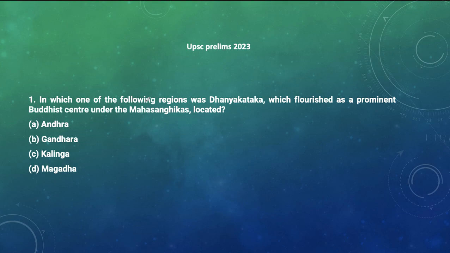Let's now move on to 2023, that is the year of the UPSC prelims art and culture segment. In this particular question, they are asking about Dhanyakataka, which was explored as a prominent Buddhist center.